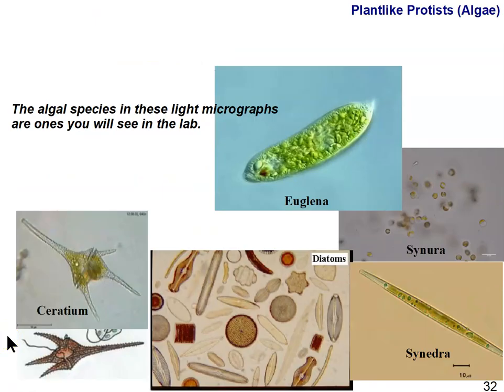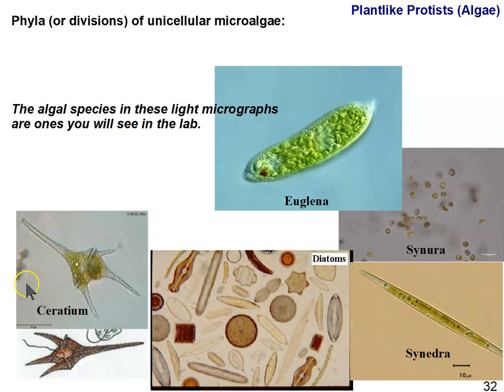So let's introduce the three phyla of the microalgae, because again, we're starting with microalgae and then we'll move on to the macroalgae. We're going to consider three phyla. The first phylum is Euglenophyta, Euglena, which literally translates to true eye. Whenever you see that prefix eu, that means true, and glena refers to eye.